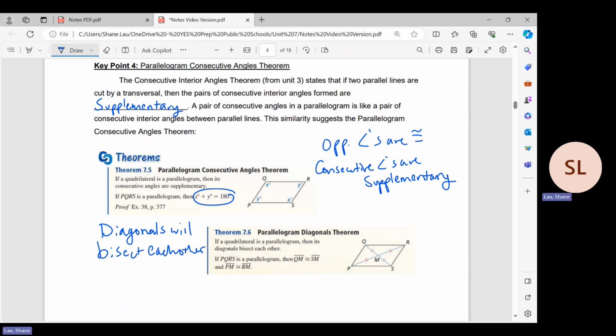But this is going to be a theorem that we're going to probably revisit later in the next section because we do have some proofs to do. And of course, everybody loves proofs. So that's what we'll do.